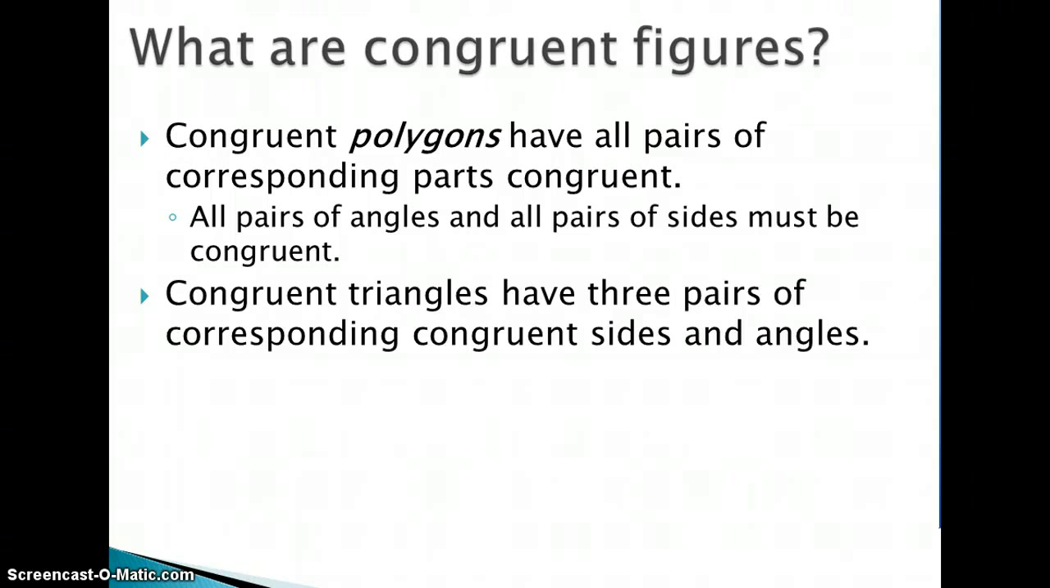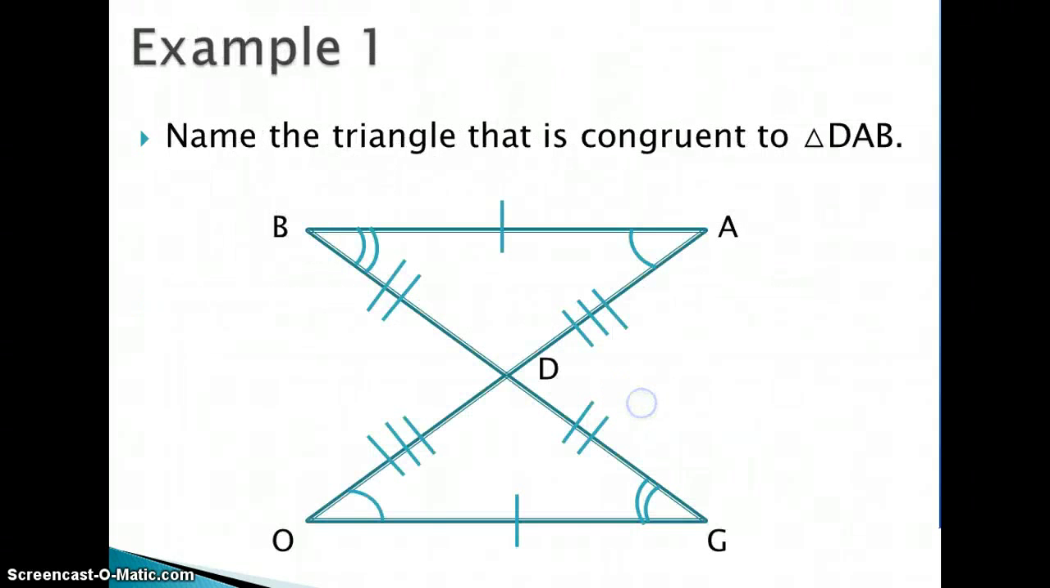Starting tomorrow, we're going to see that there are certain shortcuts that work for us and others that don't, and that maybe we actually only need three pieces of information to do that. So we'll do a quick example here. This says name the triangle that is congruent to triangle DAB. These different tick marks, so we've got one tick mark here, tell me that those sides are the same. So I've got ones here that are 2 and ones here that are 3. Those tell me they're equal.